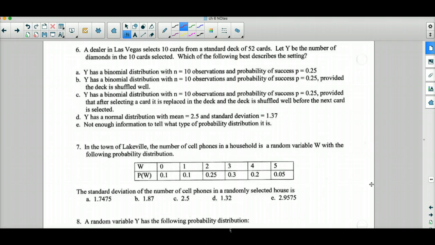Yes, Y has a binomial distribution with n is 10 observations and a probability of success of 0.25, provided that after selecting a card, it is replaced in the deck and the deck is shuffled. So C, if they don't talk about replacing the card, it's not a binomial distribution.